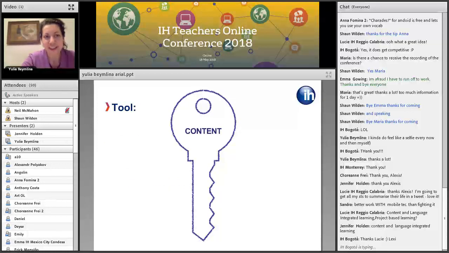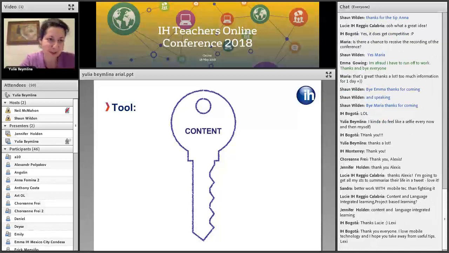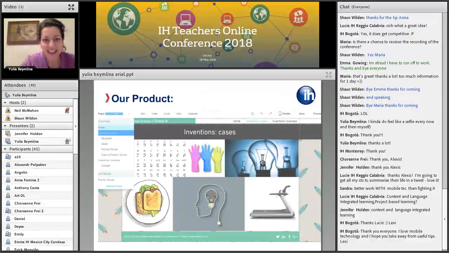And the tool that helped to drive the project towards solving these problems and meeting these aims was content, right? Starting not with the problem explicitly, grammar, but starting with interesting content. And in our case, it was TED-Ed lessons about inventions, but it can be pretty much anything. And our end product is this.